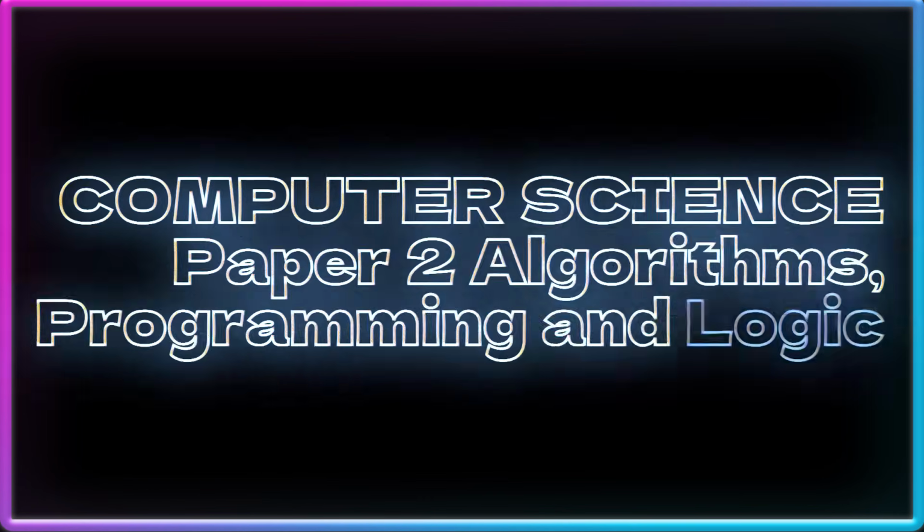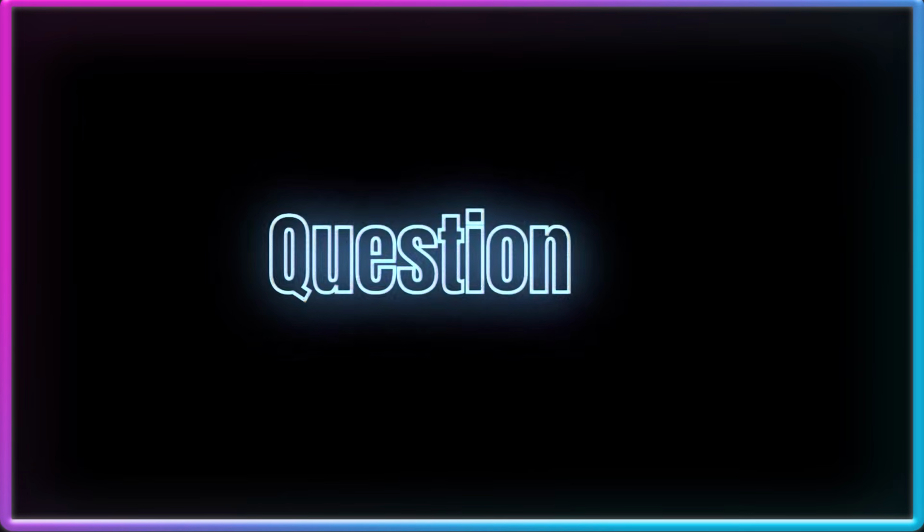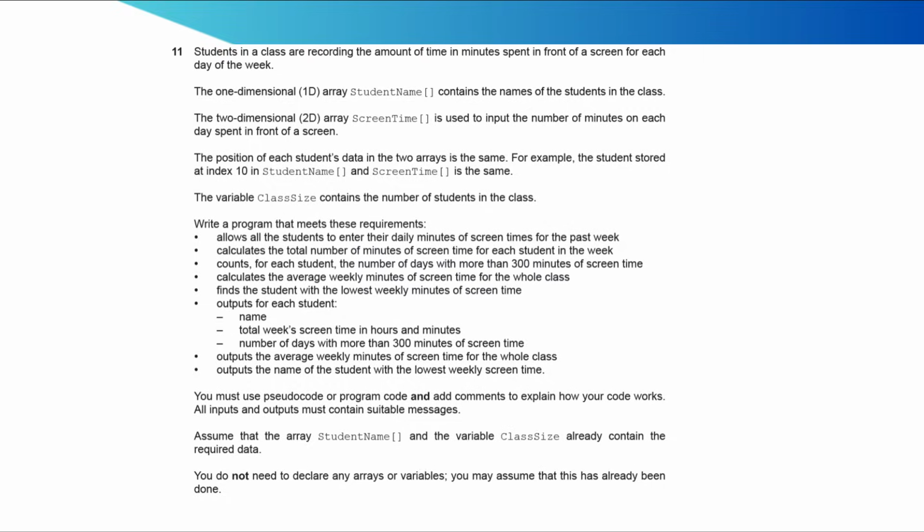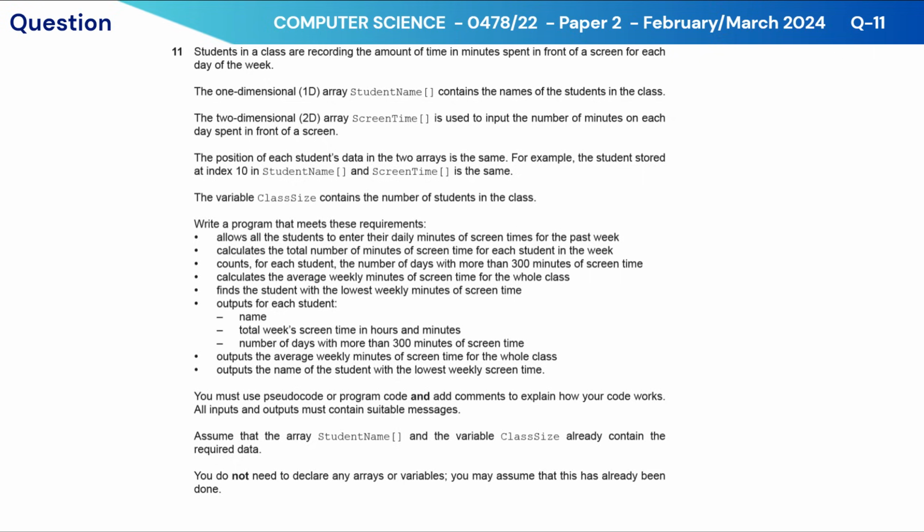Today we are going to solve question 11 of the 047822 February-March 2024 past paper. Students in a class are recording the amount of time in minutes spent in front of a screen for each day of the week. The one-dimensional 1D array student name contains the names of the students in the class. The two-dimensional 2D array screen time is used to input the number of minutes on each day spent in front of a screen. The position of each student's data in the two arrays is the same.